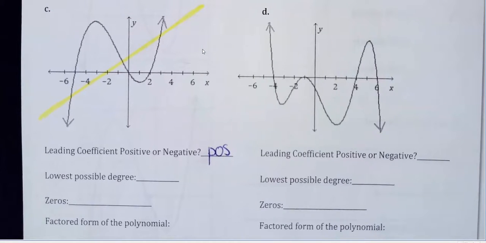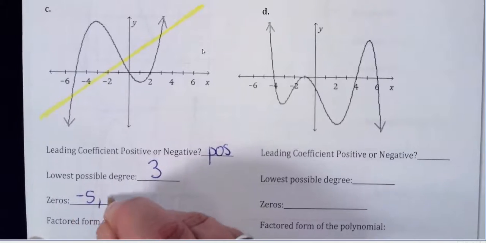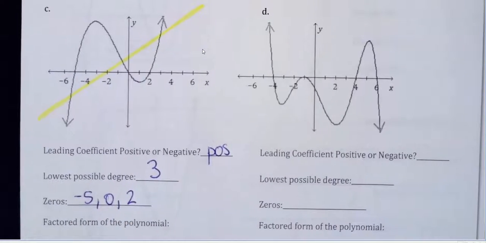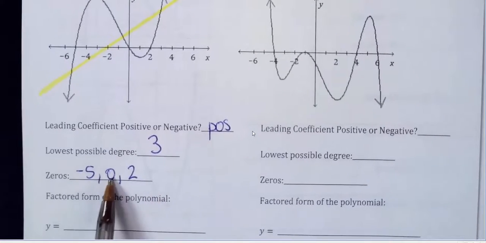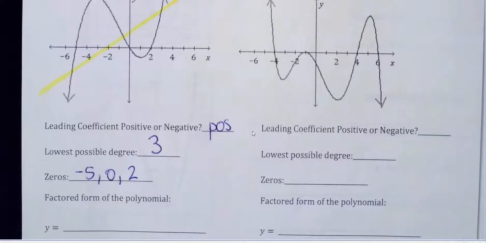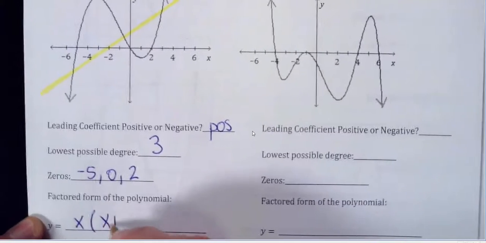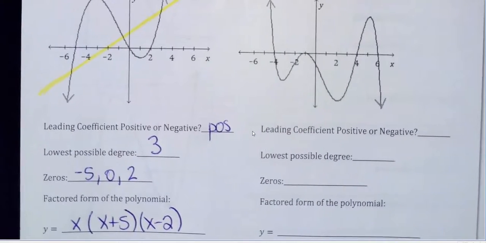All right, what would you tell me for the lowest possible degree here? 3. All right, now your zeros, I don't have any bounces here. This is going through -5, 0, and 2. And honestly, I don't care the order you put these in, but if 0 is one of the places the graph crosses the x-axis, typically you would put an x out in front. You could put x minus 0 or x plus 0 in parentheses, but usually an x is easier. And then I'd have an x plus 5 and an x minus 2. I didn't have any bounces, so I didn't have to put any exponents.